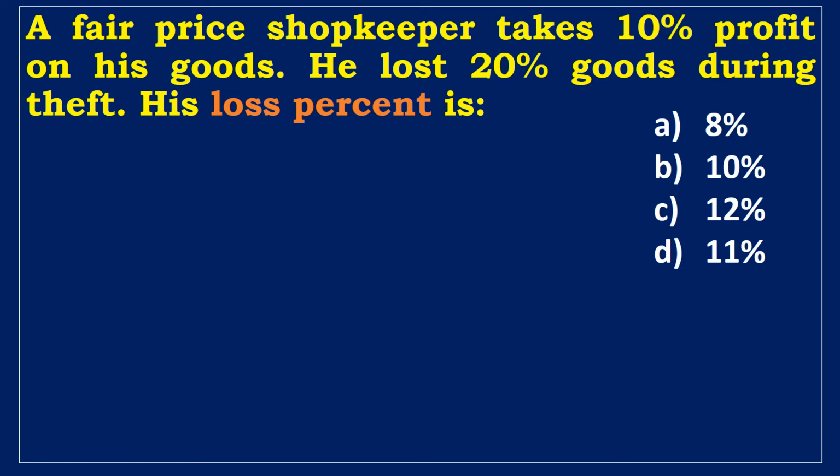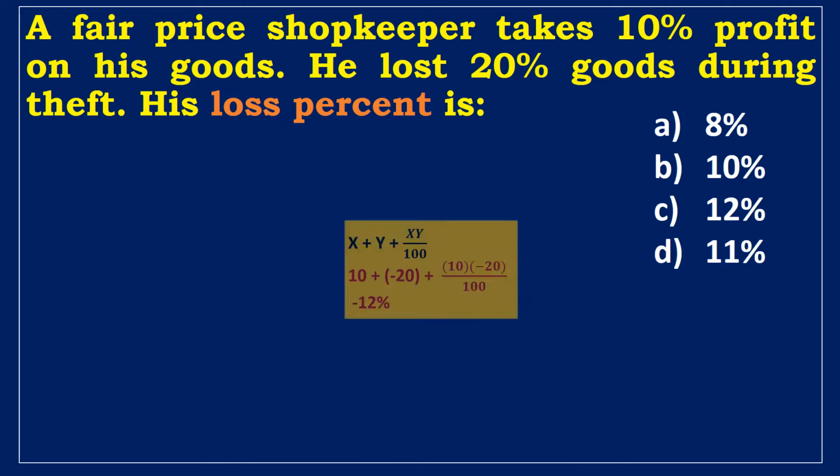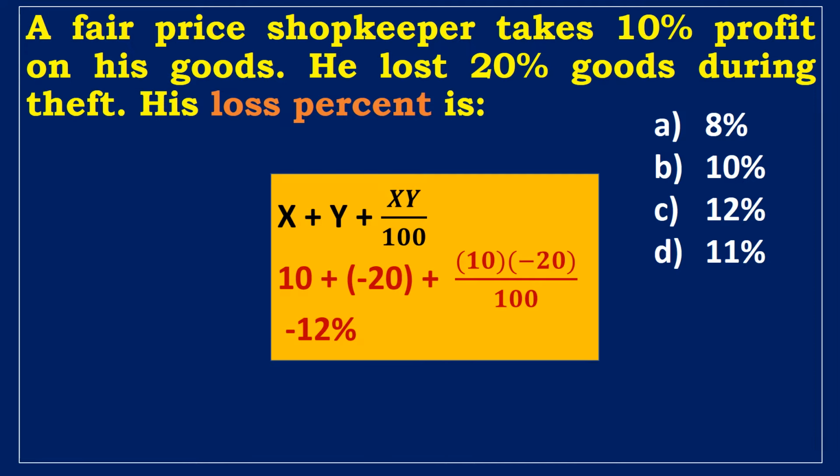Shopkeeper takes 10% profit on his goods. He lost 20% goods during the theft. His loss percent is? To solve this problem, first, we must understand that the shopkeeper made a profit of 10%, which is plus 10%. During the theft, shopkeeper lost 20%, which means minus 20%. According to the effective percentage formula, the net percentage between two percentages is plus 10 minus 20 plus 10 into minus 20 divided by 100. So, we get minus 12%, which is a 12% loss.